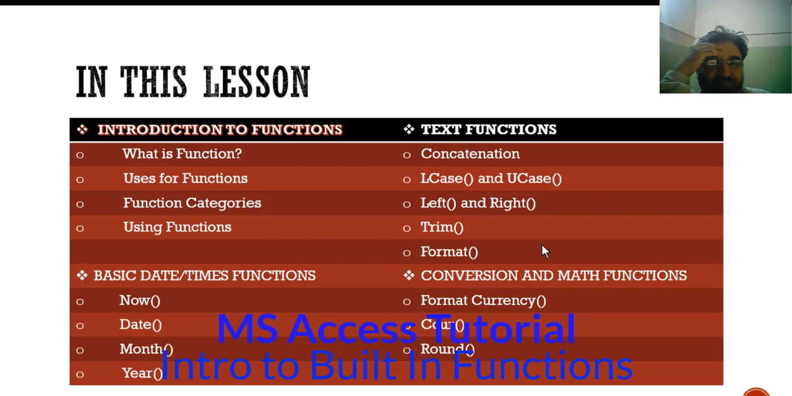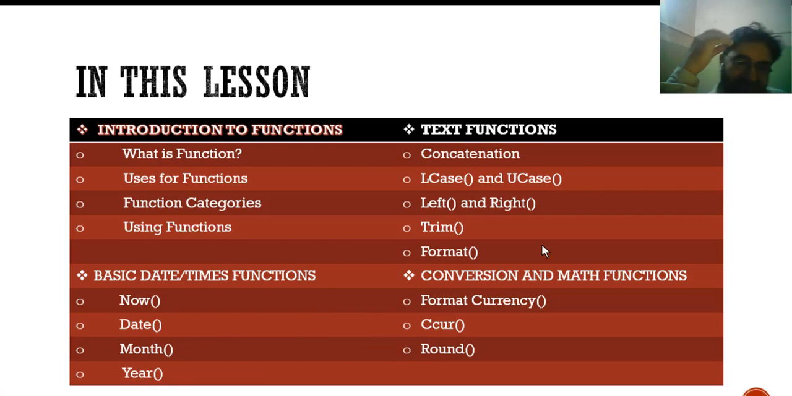What is a function? What are the uses of functions? What are the categories of functions and using of functions? Basic datetime functions: in this we learn the now function, date function, month function, and year function. Text functions: in this category we learn concatenation, lowercase function and uppercase function, left function and right function, trim function, format function, conversion and math functions, format currency function, Ccur function, and round function.